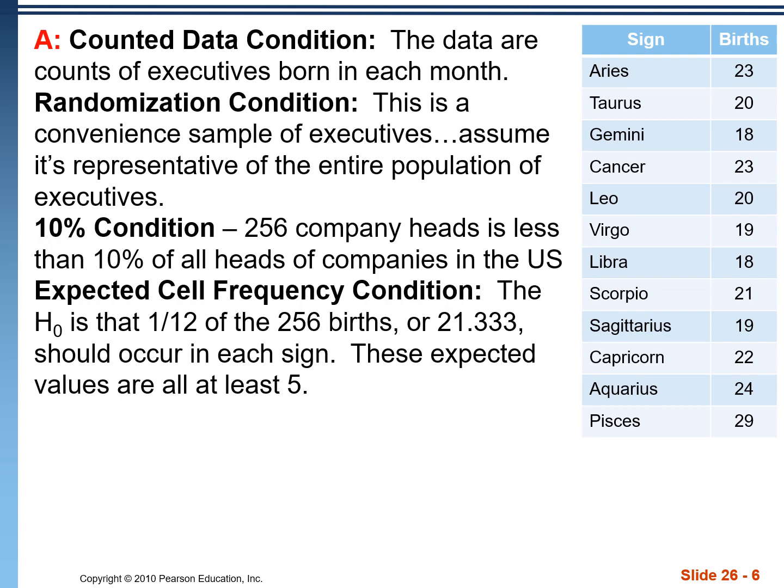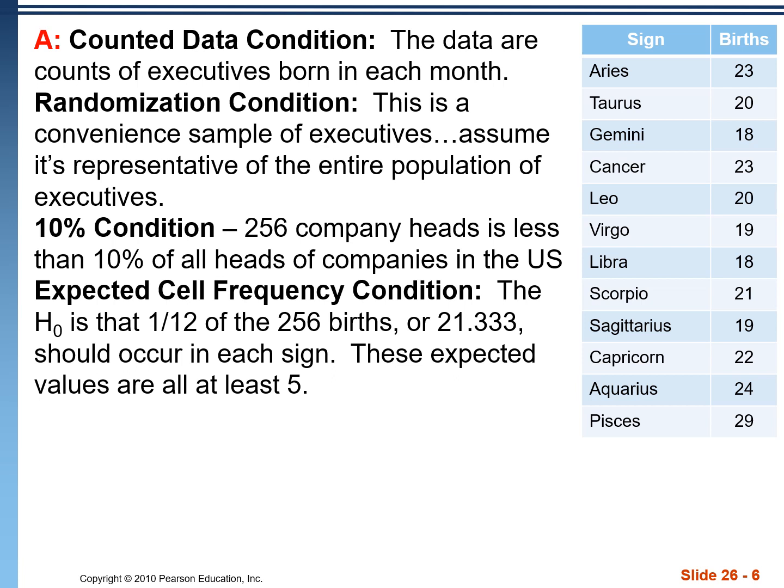Assumptions. Let's start with counted data. In this table, we're given the counts of how many people were born under each zodiac sign. This is categorical data counted up. Randomization: this isn't actually random. It's a convenience sample, but we're going to assume it's representative of the entire population.